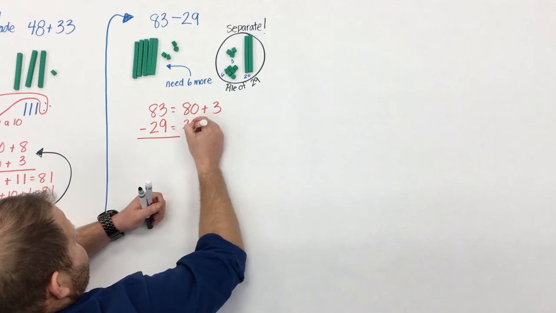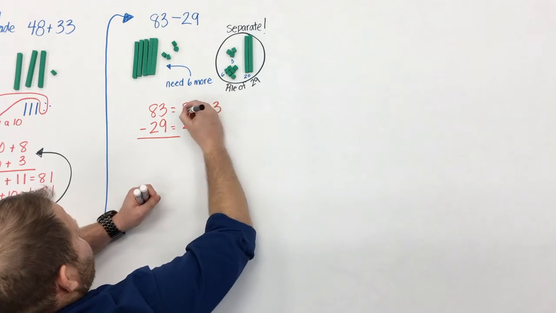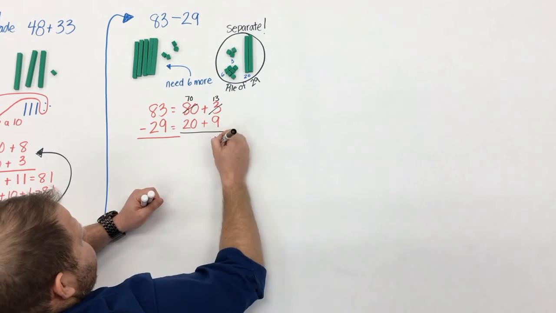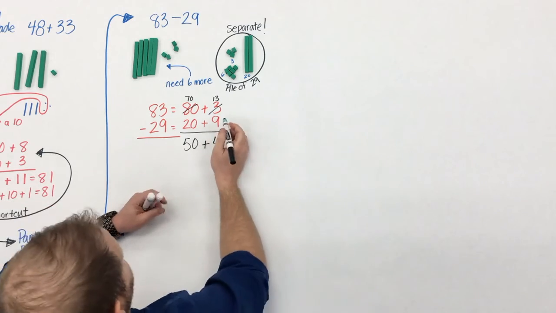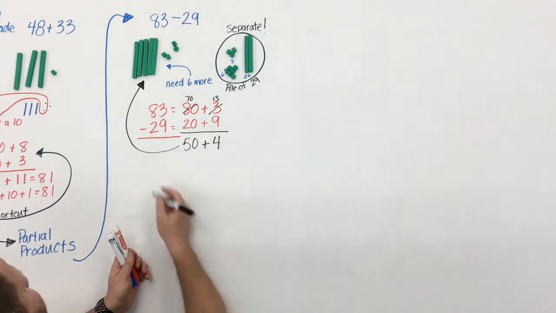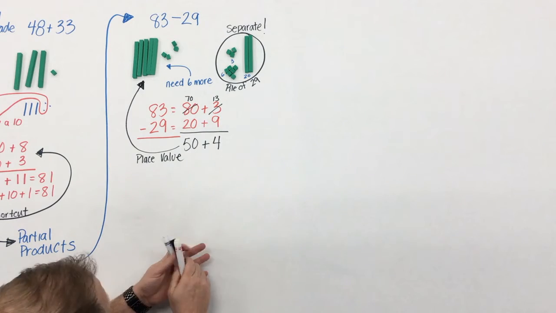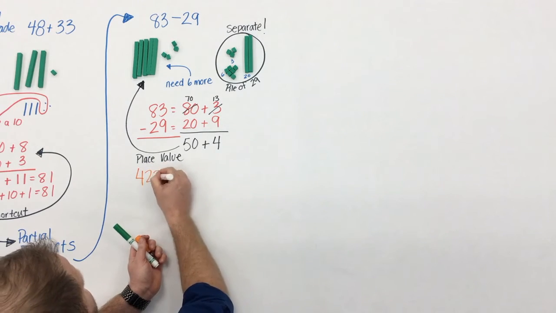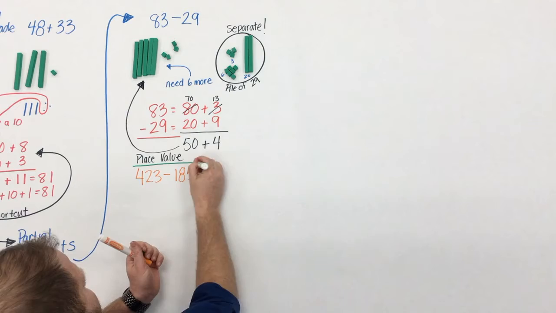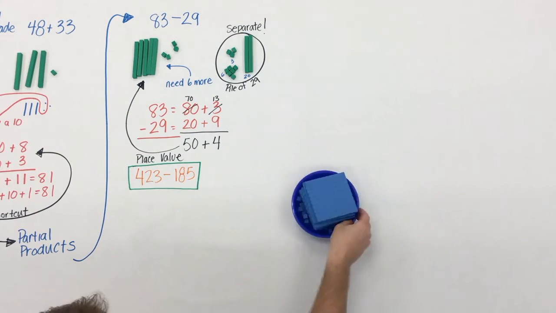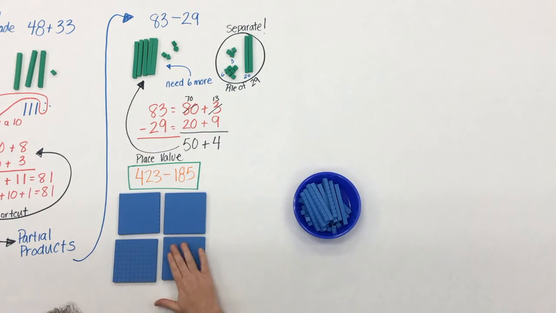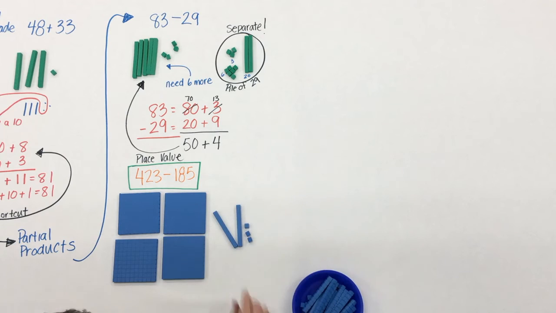So how can we move again from the concrete to the representation to the abstract? Again, everything that we're doing here and all the work that we're doing, we're not undermining place value. And what's great is that this model, this understanding that we're building, well, it also applies to larger numbers as well.